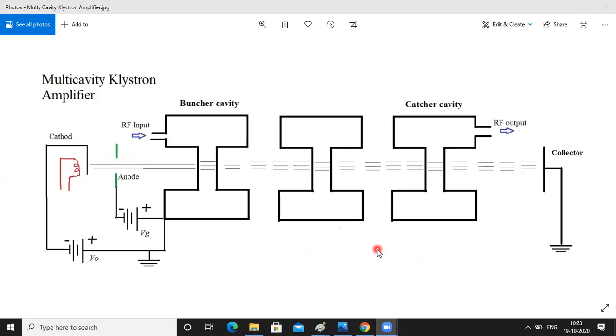The operation is the same as the two-cavity klystron. You can have a maximum of 5 cavities, and two types of tuning are possible: synchronous tuning and staggered tuning. Synchronous tuning gives high gain but comparatively narrow bandwidth, and staggered tuning gives comparatively large bandwidth, meaning bandwidth is increased, but gain will be comparatively lesser. So this is about the multi-cavity klystron.